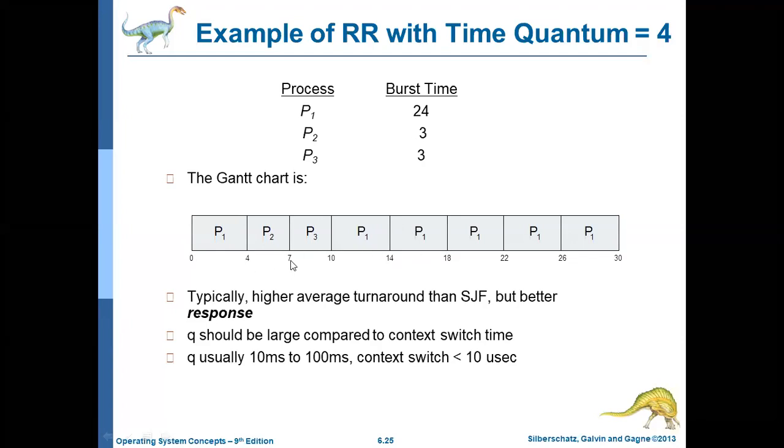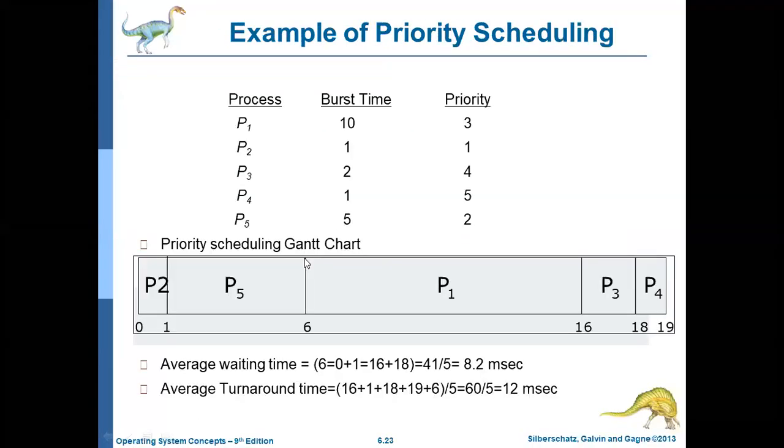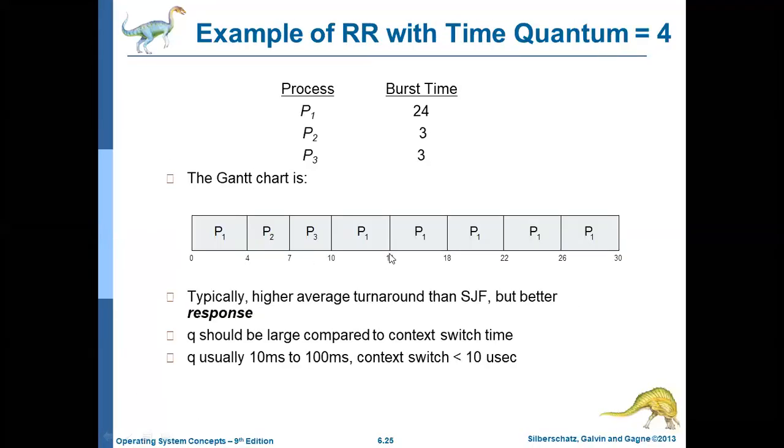P2, 4 plus 3, 7. Again 7 plus 3, 10. Now the remaining time for P1 is 20 milliseconds. After that, only P1 is the pending process available in the ready queue. 10 plus 4, 14. 14 plus 4, 18. 18 plus 4, 22. 22 plus 4, 26, plus 4, 30.